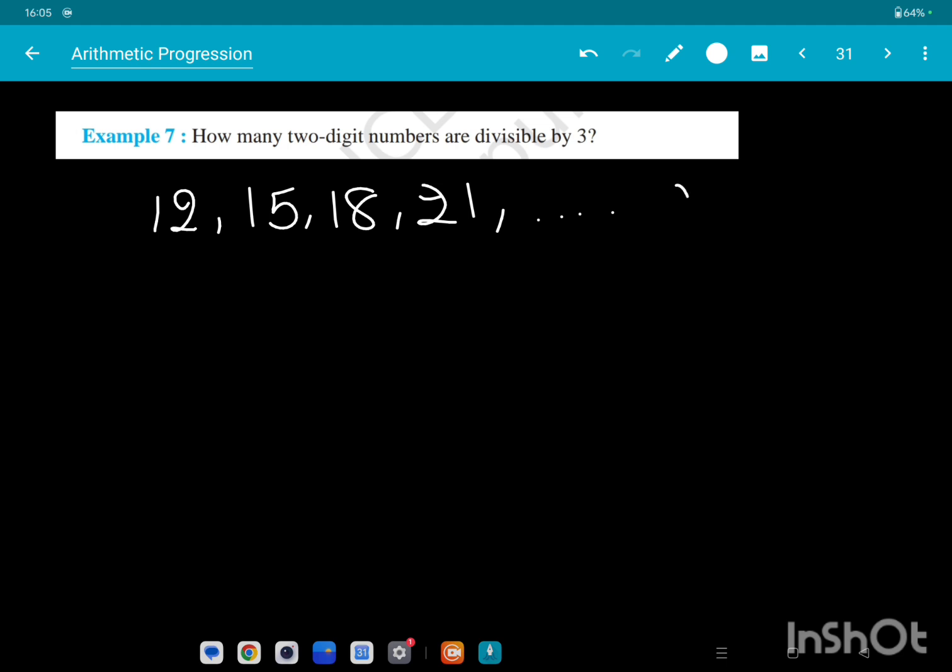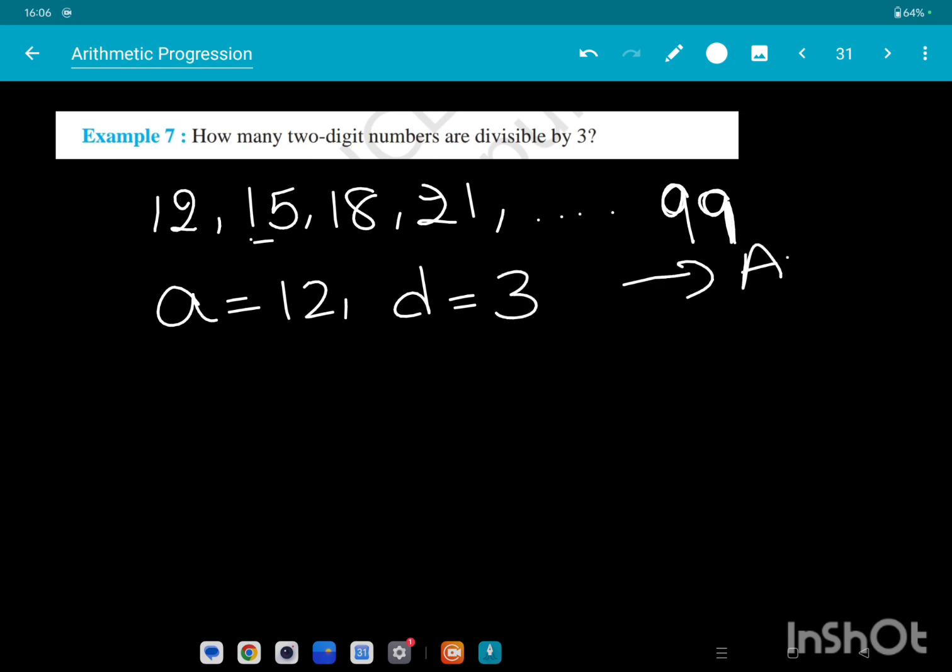Till when? Till 99, which is the last 2-digit number divisible by 3, as we already know. So we need to find how many terms there are, right? So we can say how many numbers there are. How can we find it? Is it an AP? We will check. Yes, it is an AP because we are only adding 3, right? The first term is 12. What is the common difference here? 15 minus 12 is 3. 18 minus 15 is 3. 21 minus 18 is 3. So the common difference is 3 only. So this is an AP.